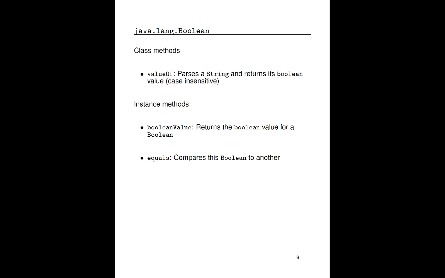So let's take a tour of some of these wrapper classes. java.lang.Boolean, capital B Boolean, represents, well, a boolean value, true or false. It has a static method, a class method, called valueOf, which will take a string and parse it as a boolean value. So if the string is TRUE, it'll return true. It only has a couple of instance methods. You can convert from the big B Boolean to the little b boolean by invoking booleanValue. And it overrides equals to compare one Boolean object to another.